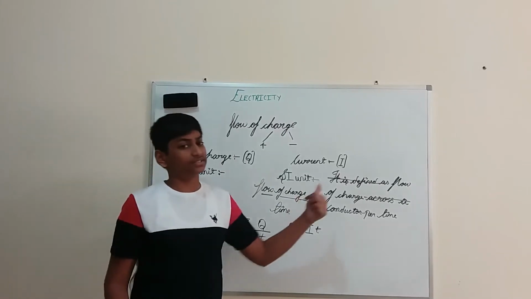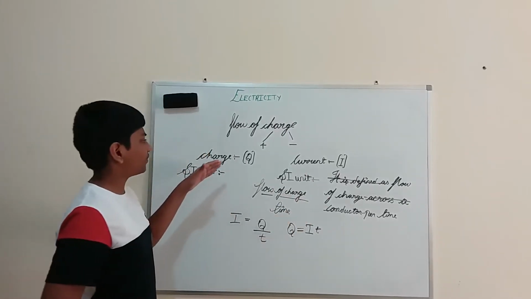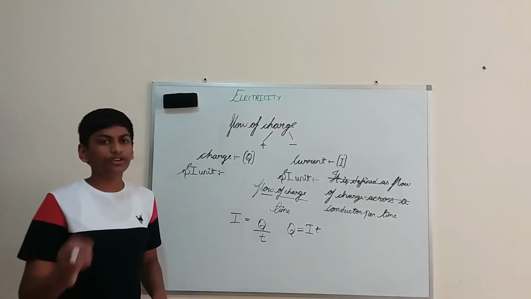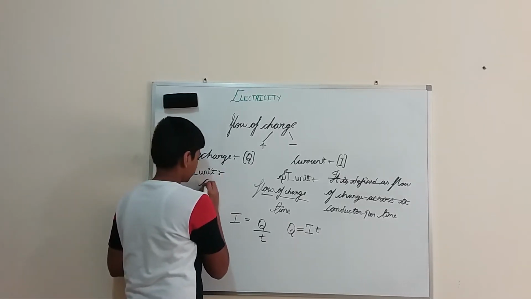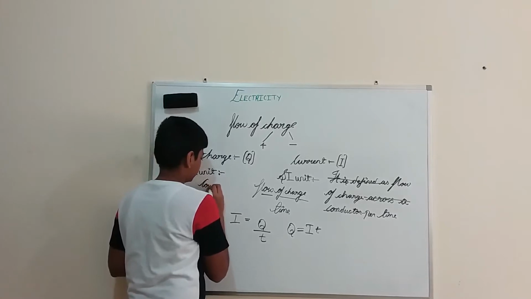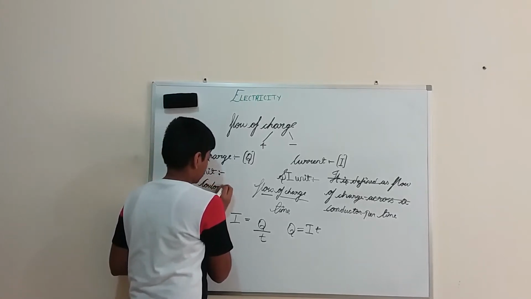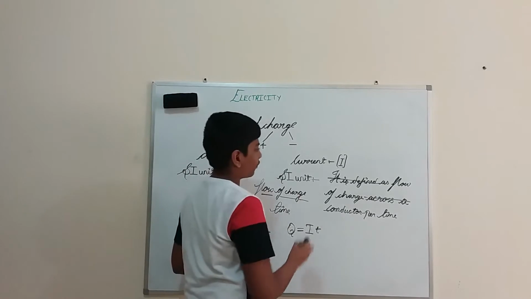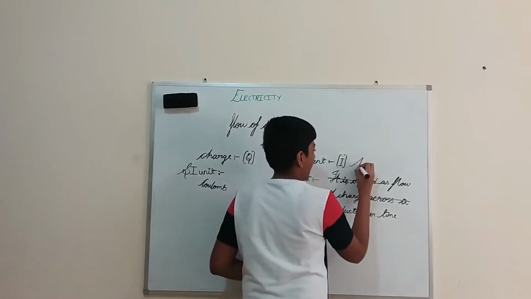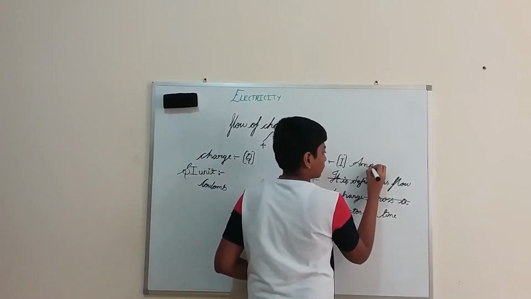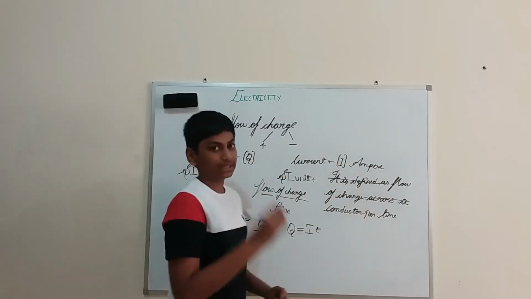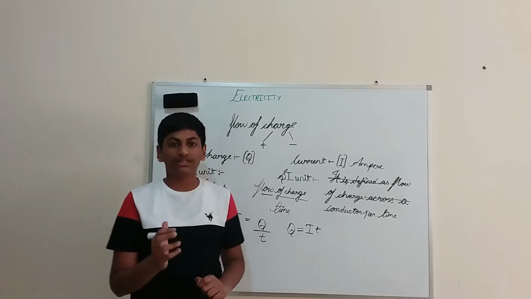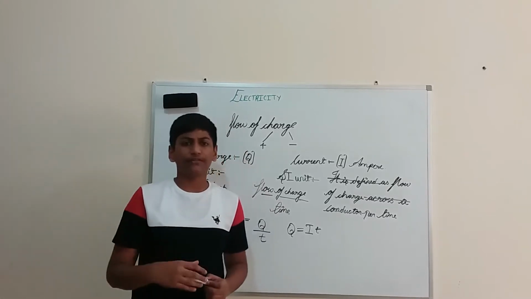Now let's find the SI units of them. What is the SI unit of a charge? The SI unit of a charge is the coulomb. And the SI unit of a current is the ampere. Now let's define what an ampere is.